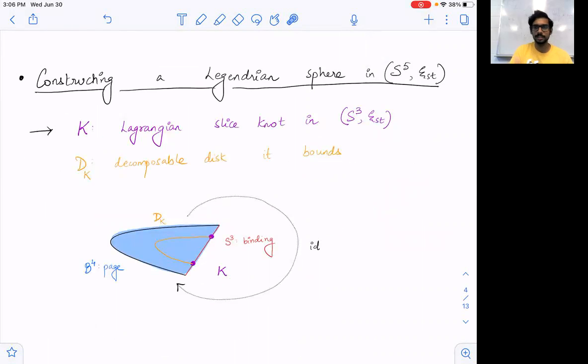So we want to construct Lagrangian spheres in the 5-sphere. What we want as input is a Lagrangian slice knot K in the standard 3-sphere, which is the binding of the 5-sphere in this open book, and it bounds a decomposable Lagrangian disk. Given that information, we can see the Lagrangian disk in the page as so.